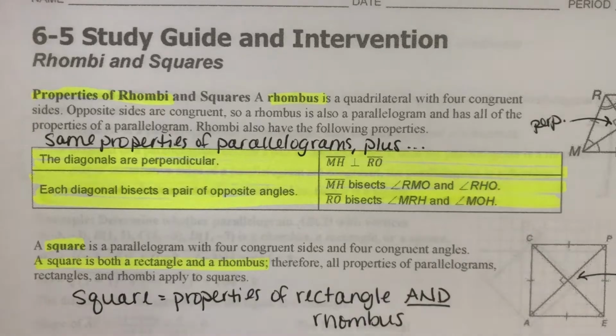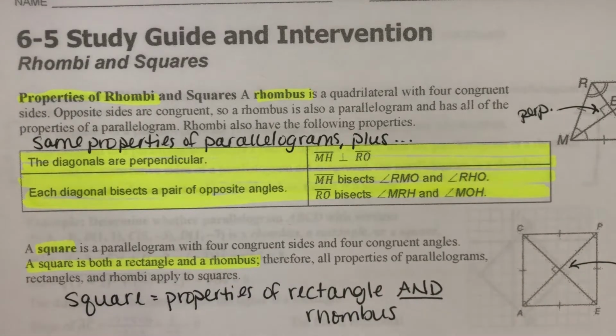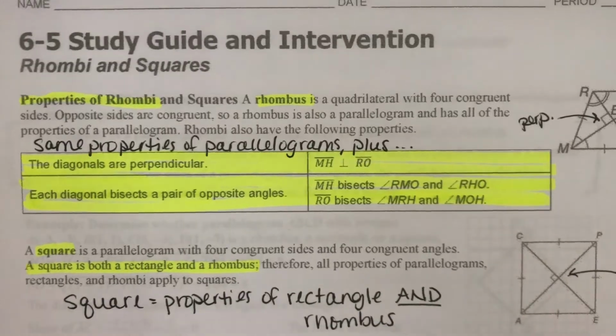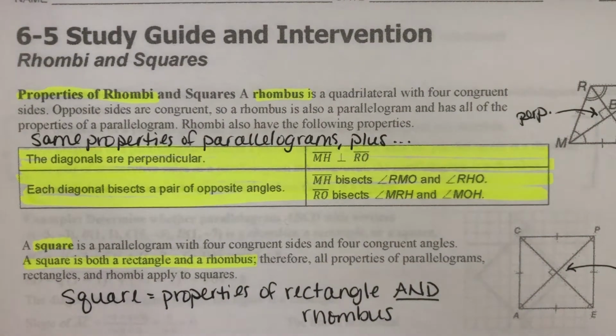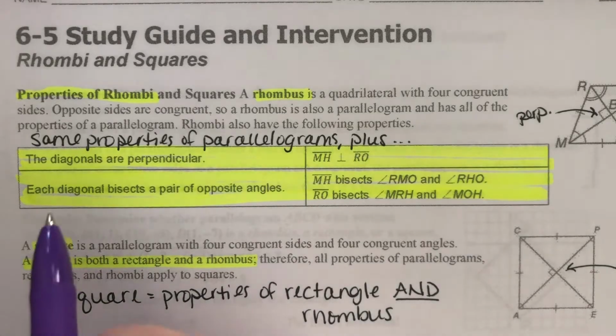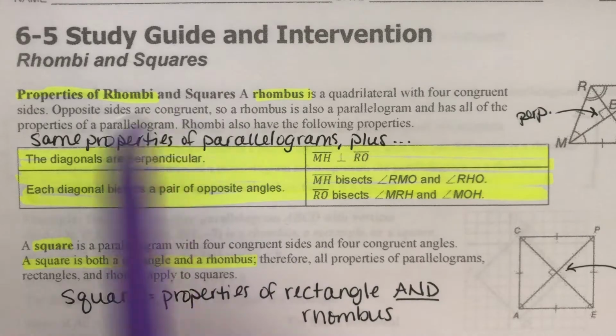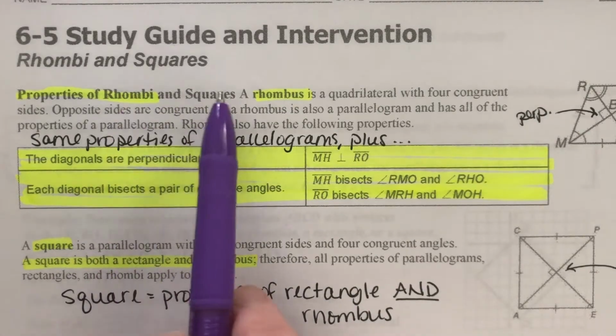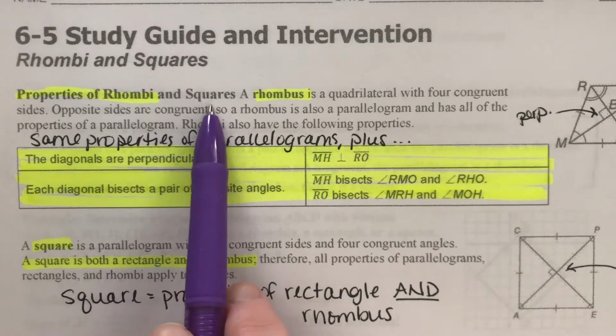This is Chapter 6, Lesson 5, all about a rhombus, or multiple rhombuses, or rhombi, not rhombuses, and also squares. So we just previously went over rectangles, and now we're going over the characteristics of a rhombus and then go over squares.